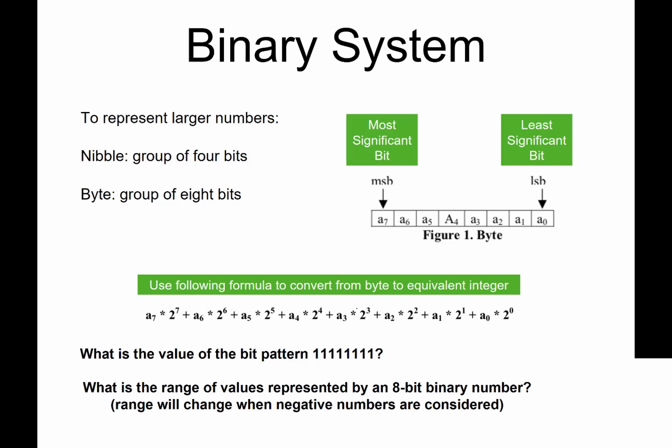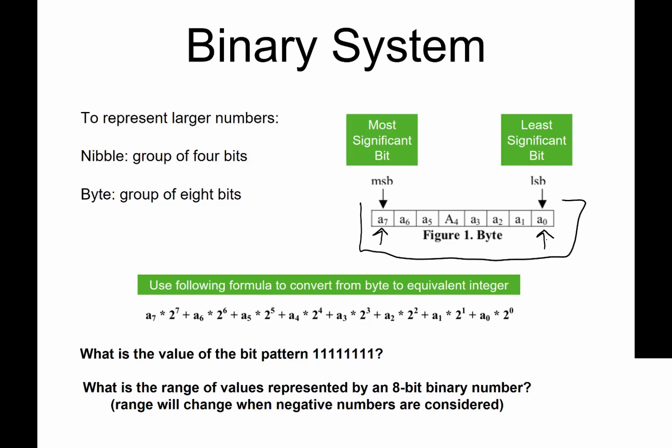A group of 4 bits is called a nibble, but I haven't really heard that term all that much. A group of 8 bits is a byte. If we look at a byte here, the bits are normally numbered so that the least significant bit is on the right and the most significant bit is on the left. So if you hear people refer to the least significant bit, they're referring to this bit here on the right, and the most significant bit is the one on the left.